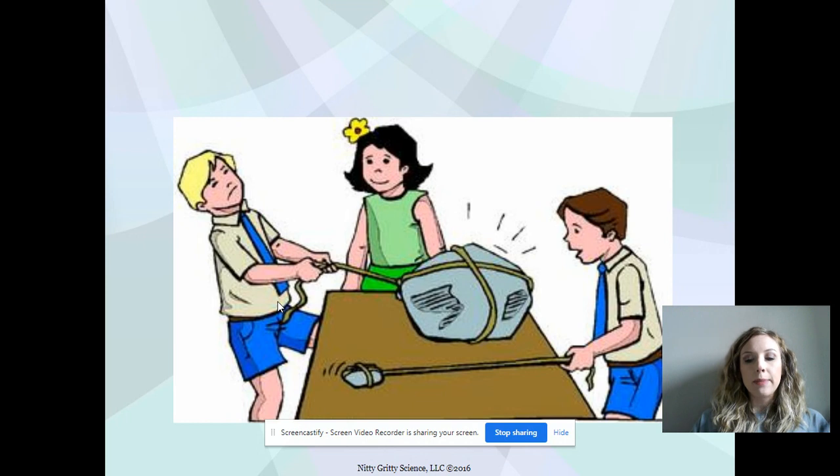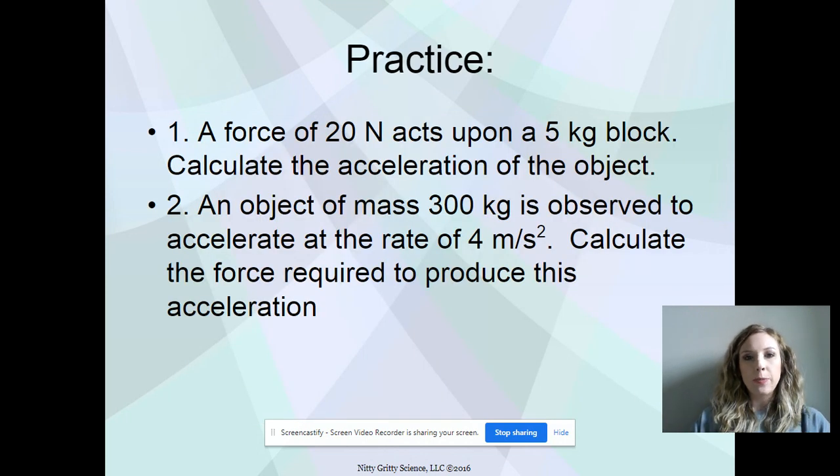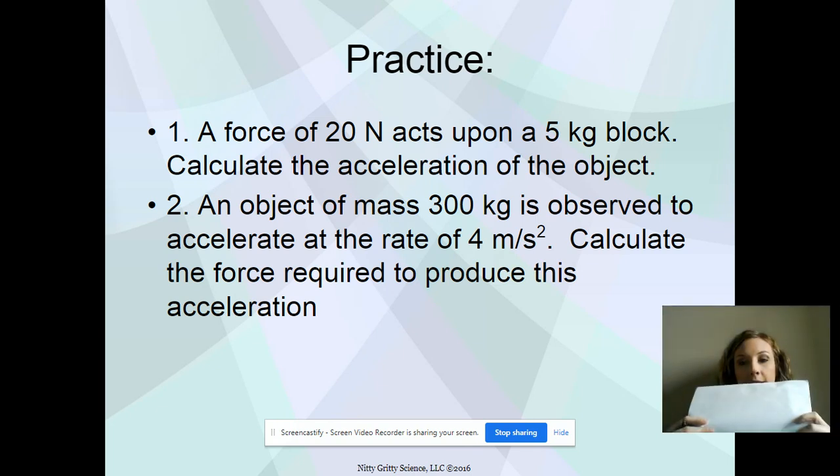Okay, let's practice this for a second. This is where we talk a little bit about force equals mass times acceleration. A force of 20 newtons acts upon a 5-kilogram object, and we're going to calculate the acceleration.